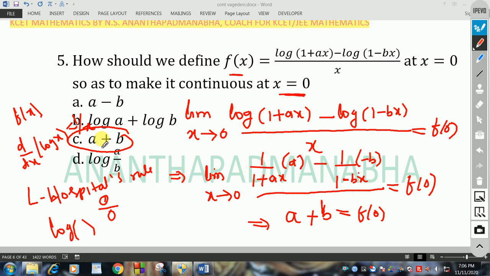So this is a problem based on the application of L'Hopital's rule. L'Hopital's rule is not discussed in the NCERT textbook, but this is very helpful in solving the questions for CET and JEE examination. So whenever the limit takes the 0 by 0 or infinity by infinity, that is indeterminate form, you can apply L'Hopital's rule.